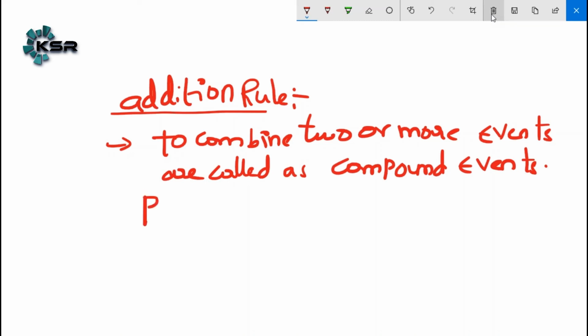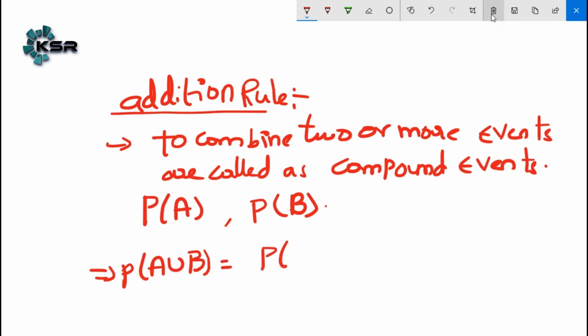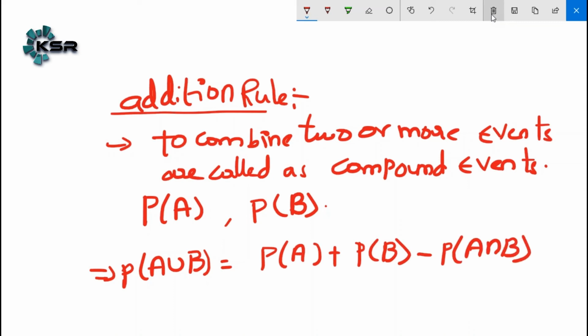Let's say probability of A is one event, probability of B is another event. We are combining the two events. Probability of A union B is equal to probability of A plus probability of B minus probability of A intersection B. Let me have a discussion about this, like why we are keeping minus A intersection B.